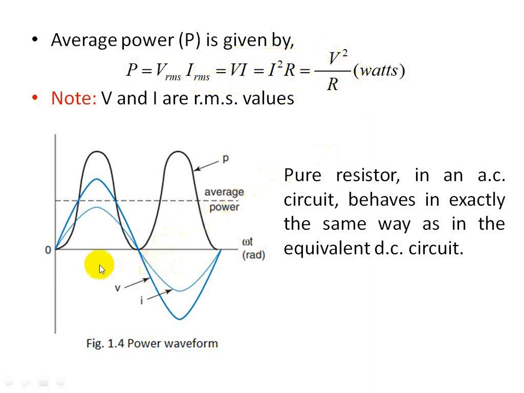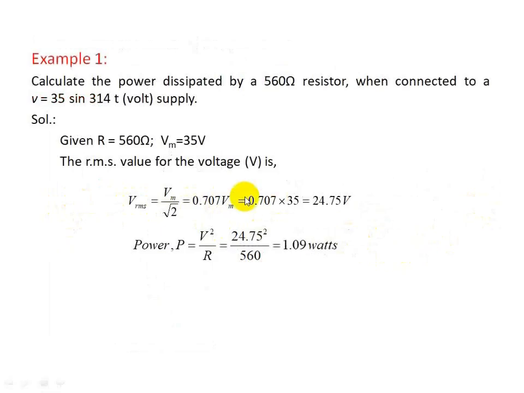Coming to the waveform, this is the instantaneous power. It shows how it varies with time. It starts from 0, reaches maximum when both current and voltage are maximum, and again becomes 0 and the next cycle starts. Here the dashed line indicates the average power. So a pure resistor in an AC circuit behaves in exactly the same way as in the equivalent DC circuit.